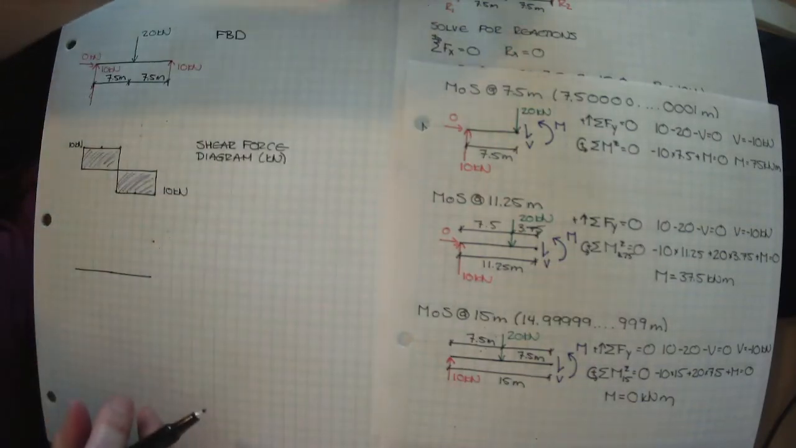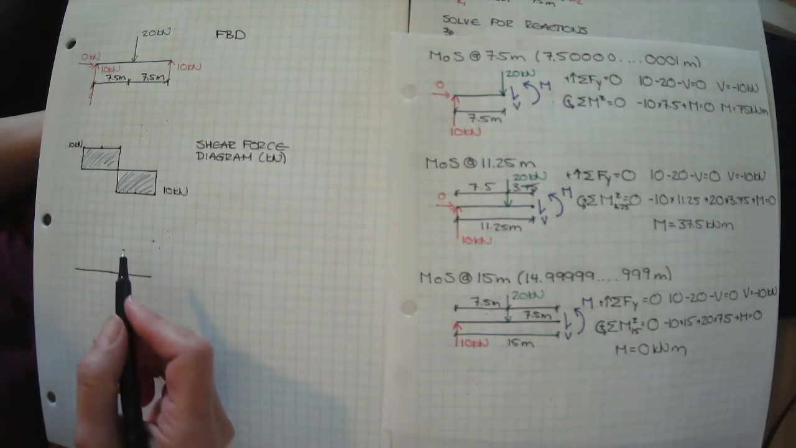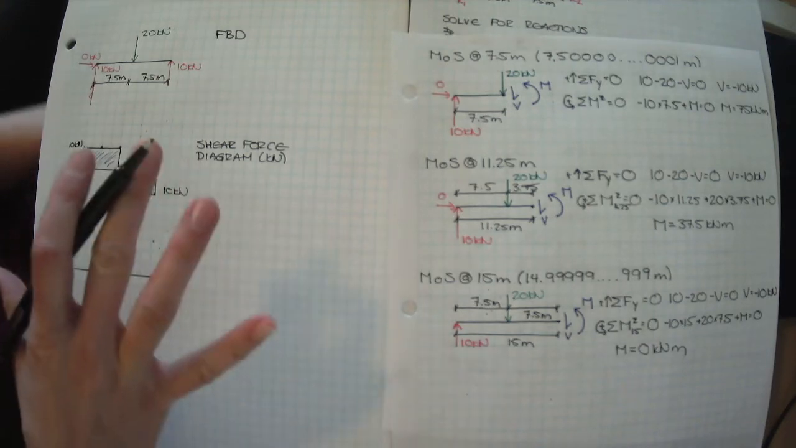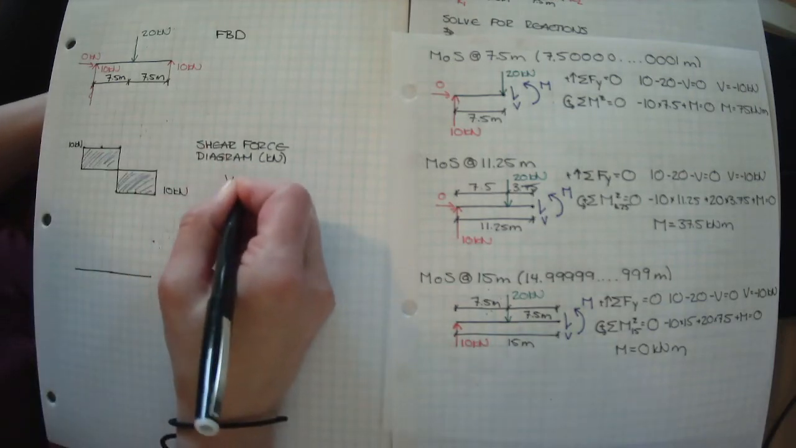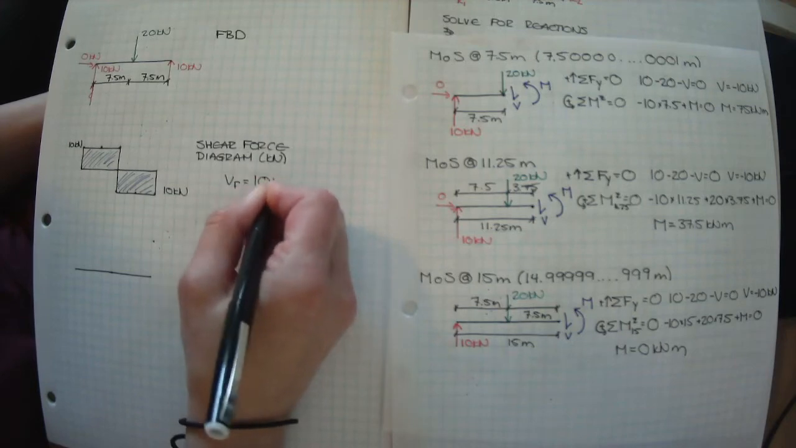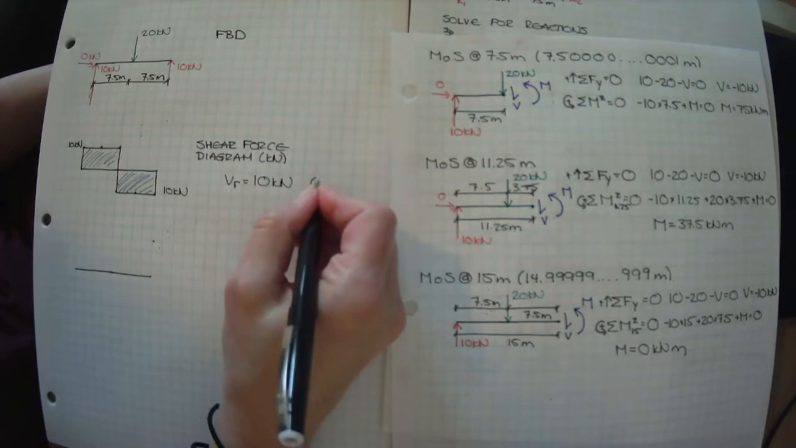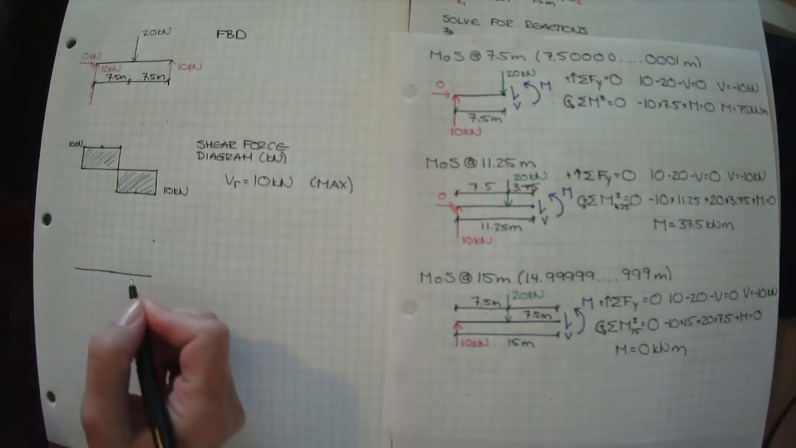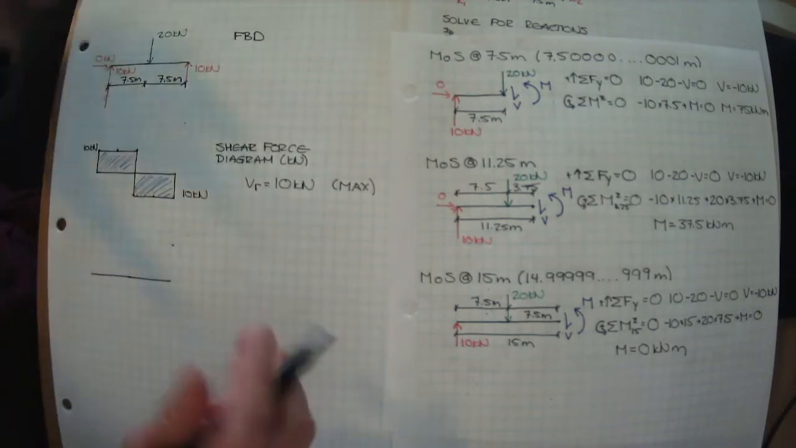Let's assume that this 20 kilonewtons was a factored load. What's the maximum factored shear force on this beam? Remember, we don't care about shear if it's positive or negative. It's an absolute value. VF equals 10 kilonewtons. The maximum shear force that this beam sees is 10 kilonewtons. So we're going to need a member that can support 10 kilonewtons of shear force.